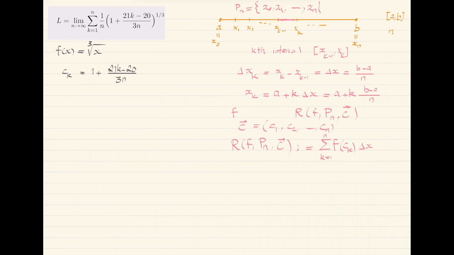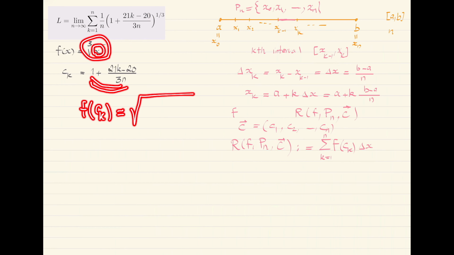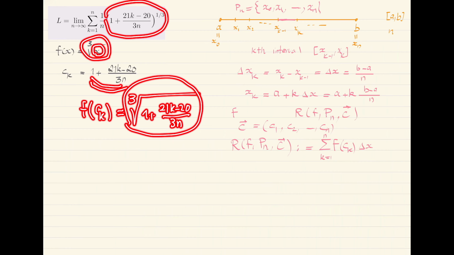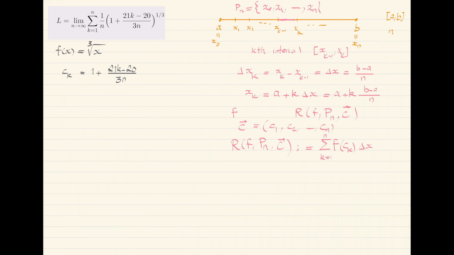Why is this a good choice? Because if this is going to be the function responsible for this Riemann sum, and I choose c_k in this form, if I ask you what is f of c_k, you will go to your function and replace x with c_k. So you will get the third root of 1 plus 21k minus 20 over 3n. And this is exactly this expression, written in fractional exponent. So that is also a good choice.